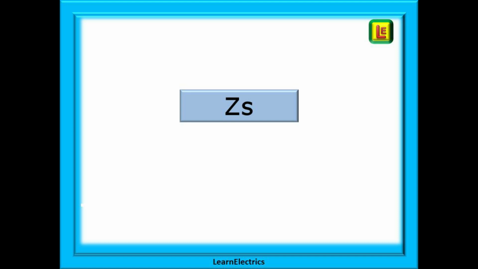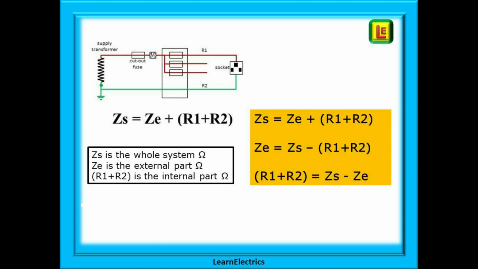Now we can have a quick look at ZS. What can we do with the ZS equation? ZS is ZE plus R1 plus R2. So if we add the external parts to the internal part, we will have the ohms value for the whole system. To find ZE, subtract the ohms value of R1 plus R2 from ZS. And to find R1 plus R2, do the other option, subtract ZE from ZS. If we know any two of ZS, ZE, or R1 plus R2, then we can calculate the third.